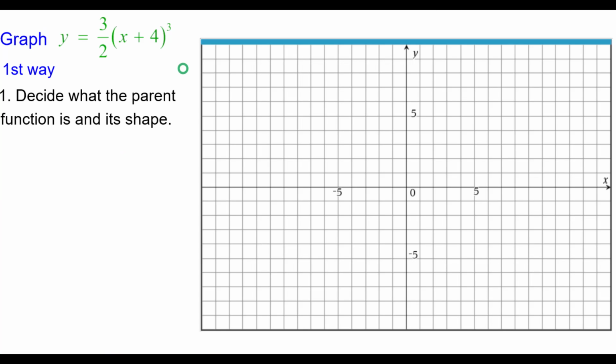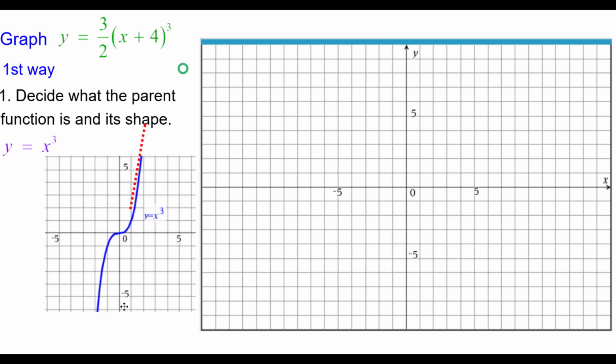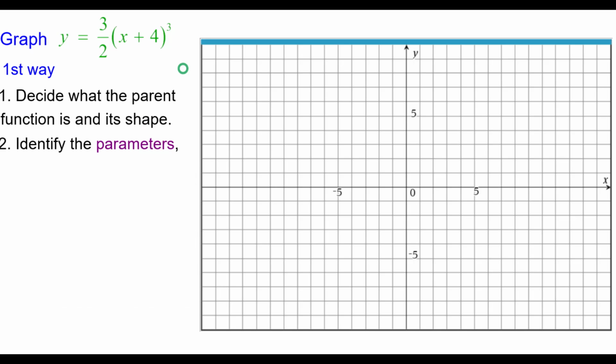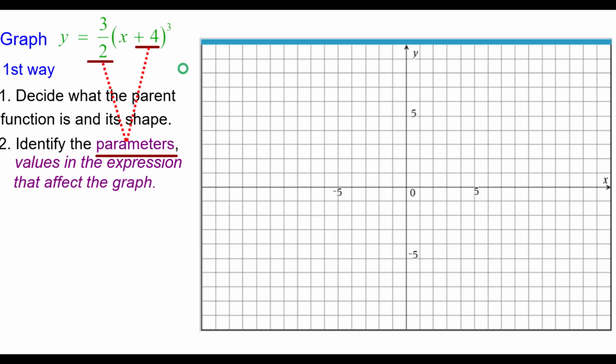First, decide what the parent function is and its shape. This is the cubic function, and its shape is this shape right here. So keep that in the back of your mind as we're doing this. Identify the parameters, which are values in the expression that affect the graph. There are two parameters for this function. How do they affect the graph?